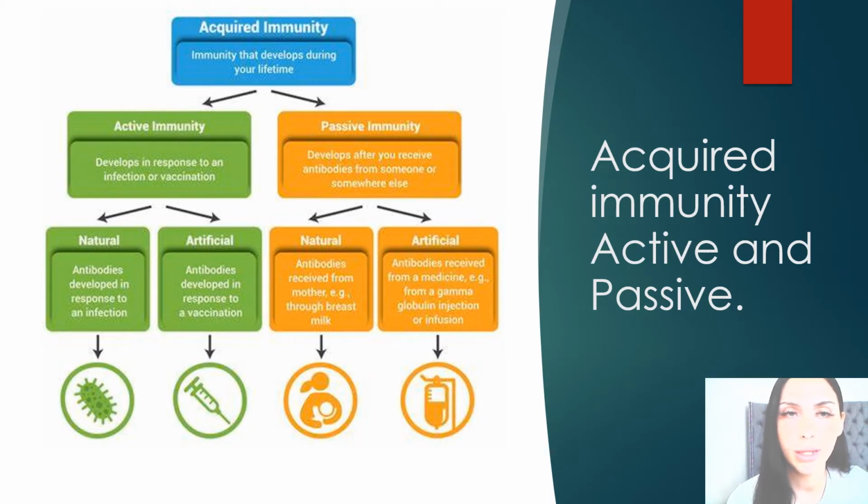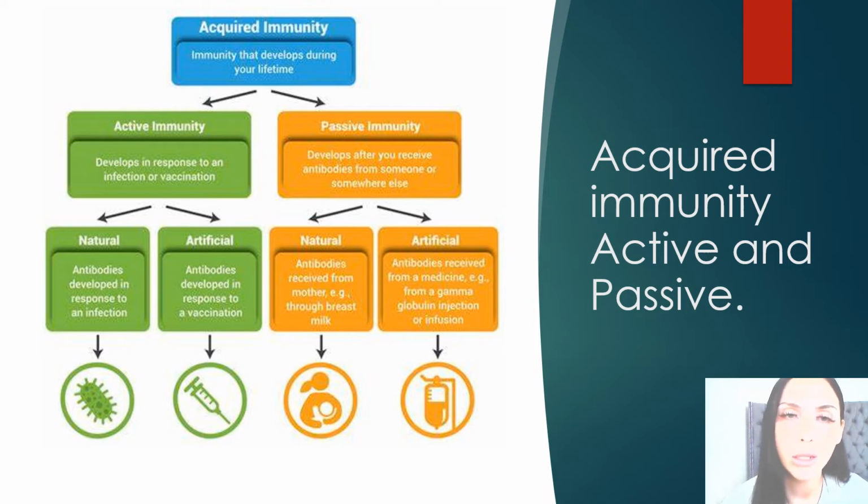So here, as spoken about previously, we spoke about acquired immunity. Here we have a little diagram just explaining more in detail. The blue box, acquired immunity, is immunity that develops during your lifetime. Over to the left in the green box is active immunity, which develops in response to an infection or vaccination. The natural side is antibodies developed in response to infection, and the artificial side of active immunity is when antibodies are developed in response to a vaccination.